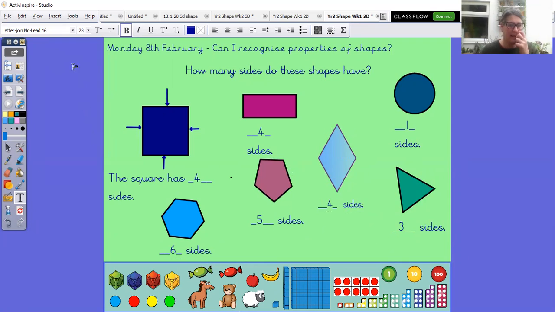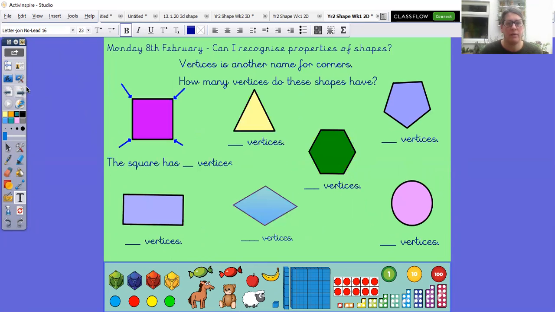How did you do with that? I expect you all did very well. Let's move on to the next bit. So the other property we can talk about with our 2D shapes are vertices. Now the word vertice is another name for corner. So we're going to count the corners or the vertices of all of our shapes.